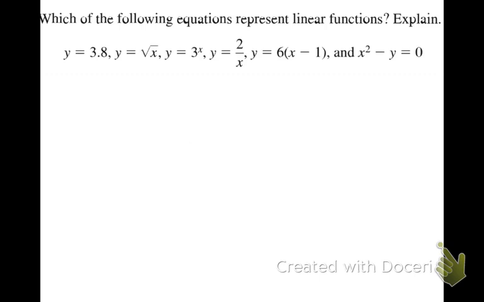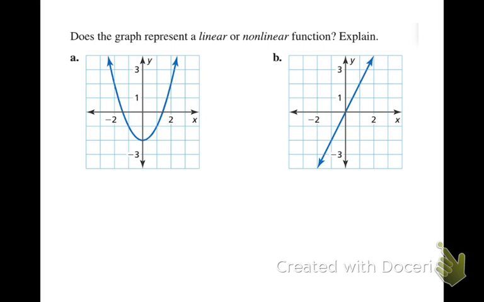Okay, what about the next one? Y equals 6 times the quantity x minus 1. Yes, linear function. What about the last one? No. Right, and once you get y alone, you get negative y equals negative x squared. Divide both sides by negative 1. We still get y equals x squared. X is not to the first power, so it's not a linear function.